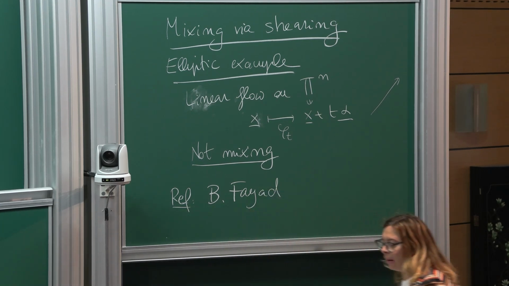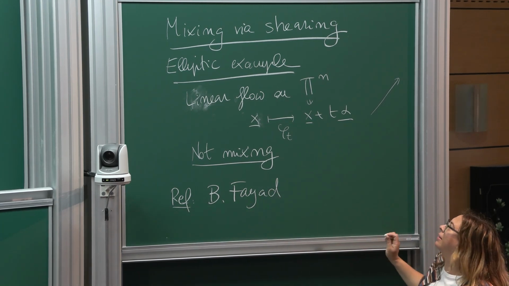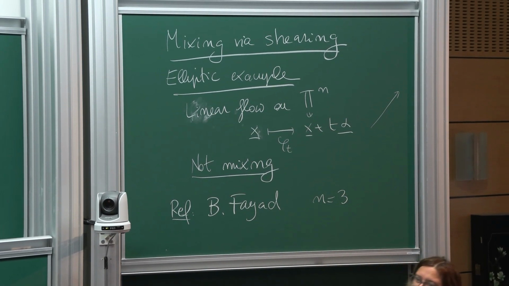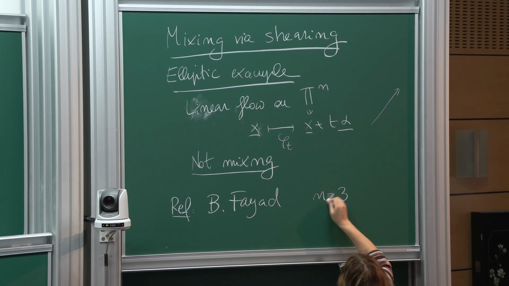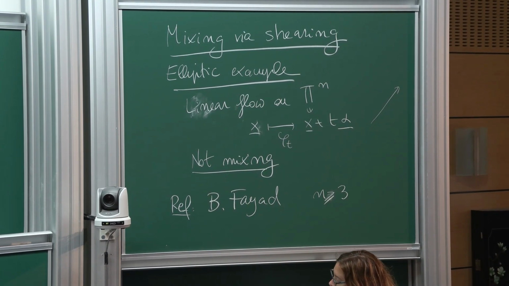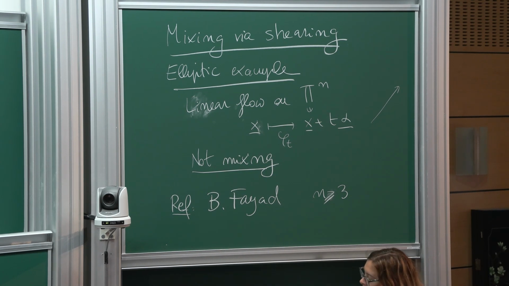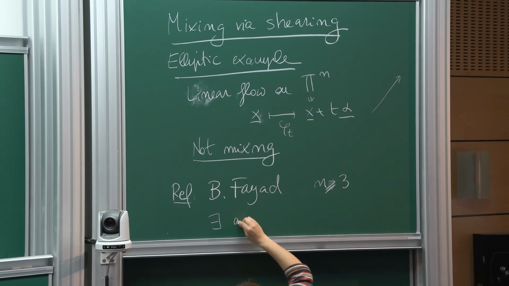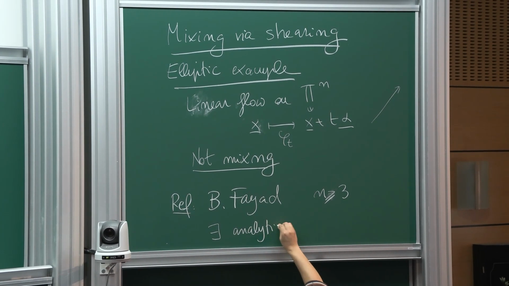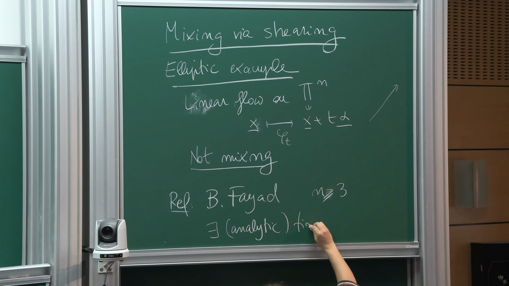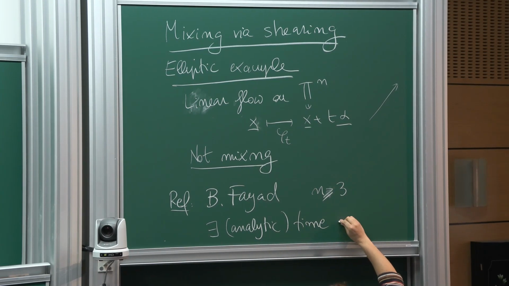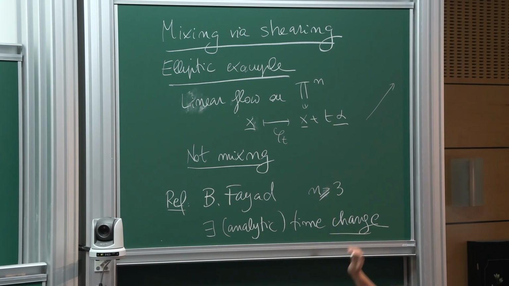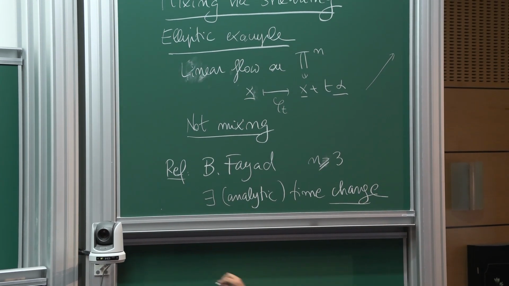The paper is titled Analytic Mixing Reparametrization of a Flow on T3. So again, you can do it for n equal to 3, but you cannot do it for less than 3. So actually, what you can do is there exists an analytic time change, not a trigonometric polynomial, but a series, of this linear flow on T3, which is mixing.